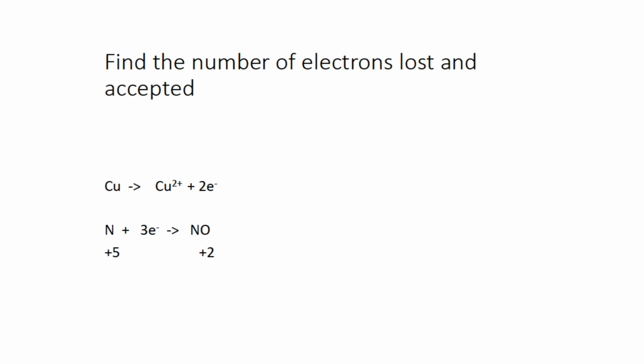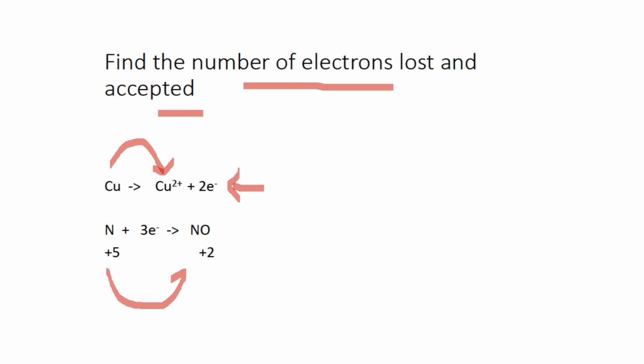Let's look at the next step, which says that we have to find out the number of electrons lost and accepted. Copper, which has undergone oxidation from 0 to +2, has donated 2 electrons or has lost 2 electrons. Nitrogen from +5 has become +2. So there is an acceptance or gain of 3 electrons. So the oxidation reaction is involving 2 electrons. The reduction reaction involves 3 electrons.